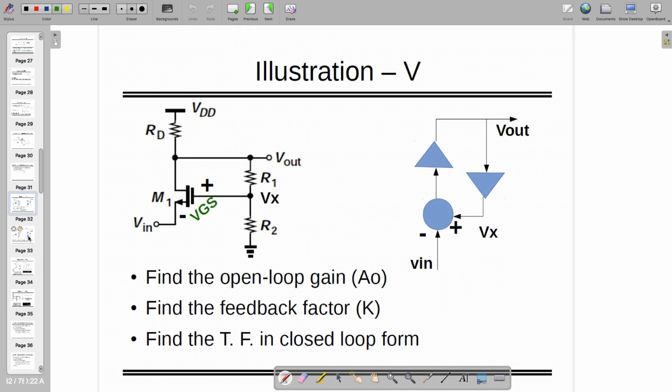So let's assume that we have a circuit which is a common gate amplifier. Here you can see that it's a common gate amplifier connected in feedback with two resistances R1, R2. So it's exactly like this one. If you look at this, it's exactly like this, where inside this triangle there is a common gate amplifier, right?